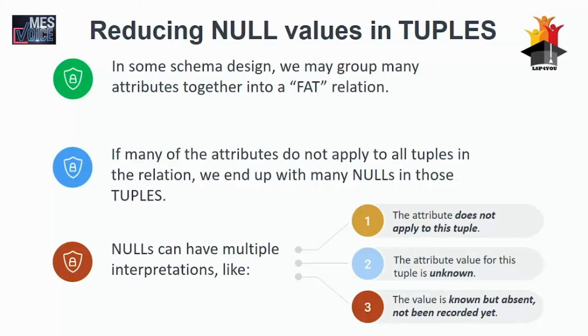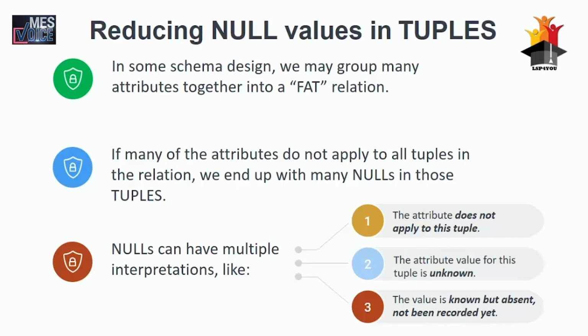In some schema design, we may group many attributes together into a fat relation. If many of the attributes do not apply to all tuples in the relation, we end up with many nulls in those tuples. Consider some of the cases where null values can be inserted in tuples. First, we can consider a student relation. A student can be a resident or a non-resident student. In the case of NRI students, we usually store the passport details and some other social security number in the student relation. In the case of resident students, those attribute values will be null. This is one of the cases.